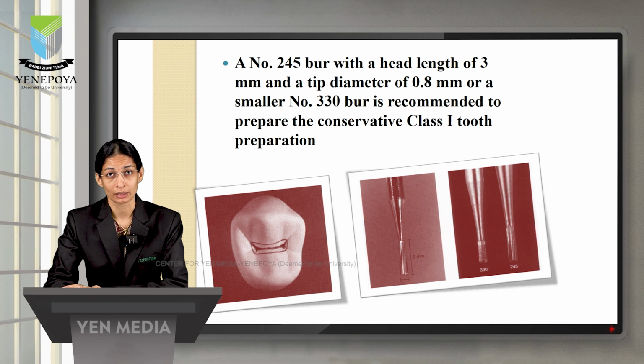A number 245 bur, with a head length of 3 mm and a tip diameter of 0.8 mm, or a small number 330 bur, is recommended to prepare the conservative Class 1 tooth preparation. This picture depicts the diagram of the number 245 bur.